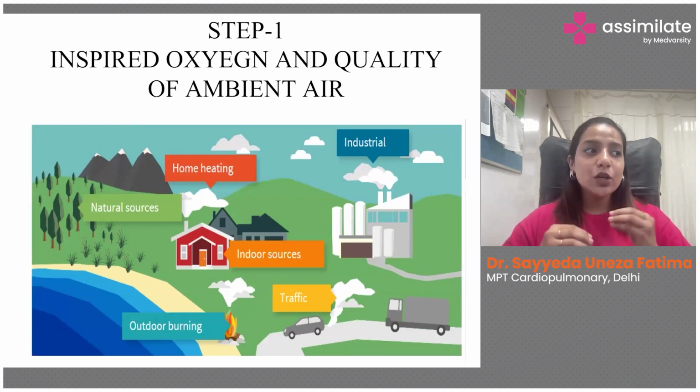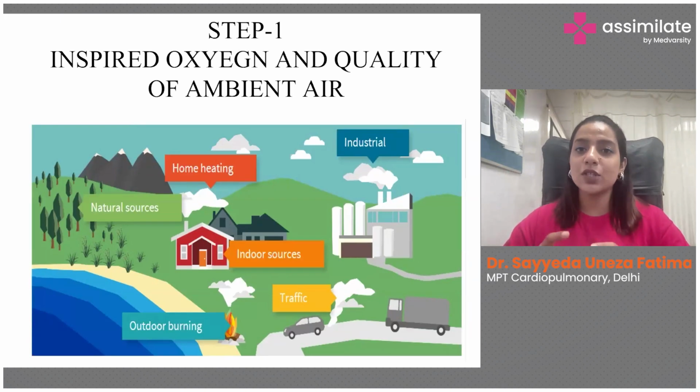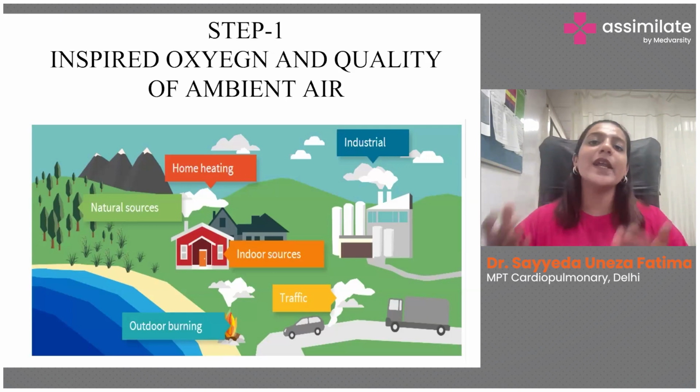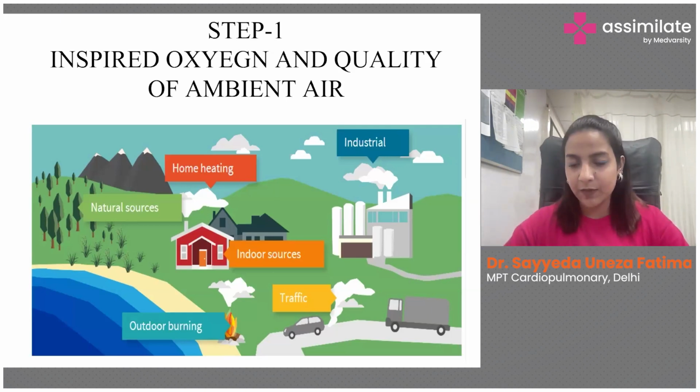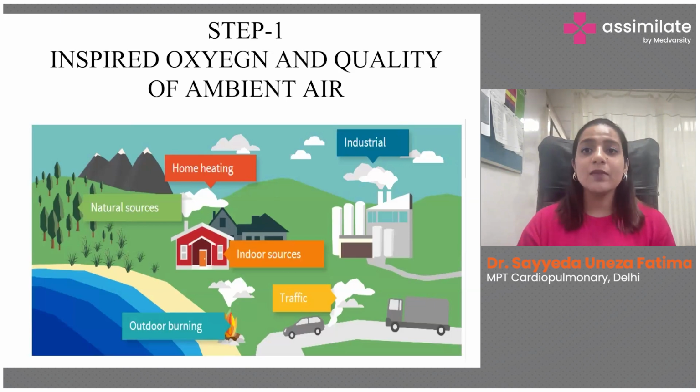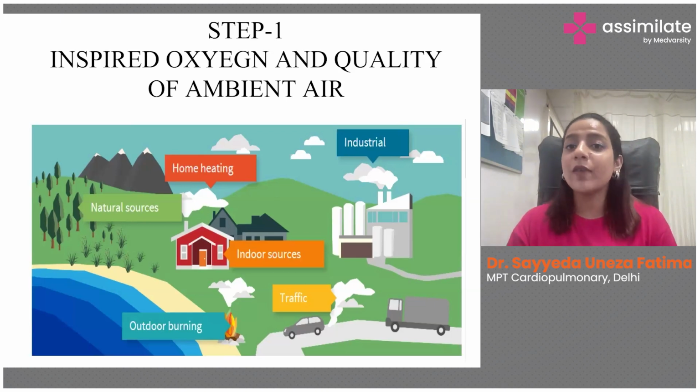Now, if we are not able to maintain our oxygen saturation at this 21% fraction of inspired oxygen, we need additional or supplemental oxygen therapy in order to maintain the vital functions of our body. In order to correct the hypoxia, we need the oxygen. So starting from step 1, the air that we are breathing in needs to have appropriate content of oxygen. So step 1 is inspired oxygen and quality of ambient air.